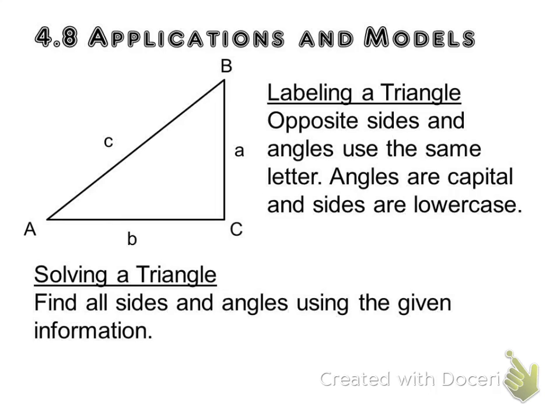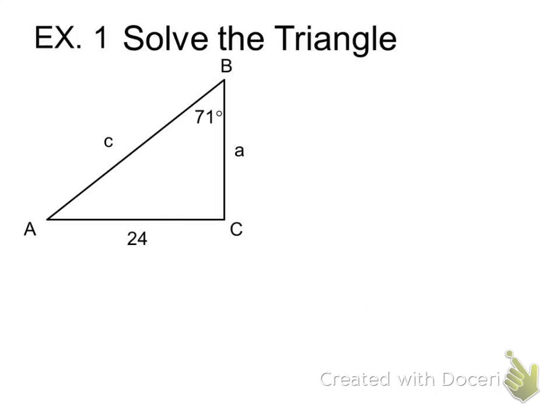When a problem asks us to solve a triangle, they mean for us to find all of the sides and angles using whatever information has been given. In example 1, we've been given that angle B is 71 degrees and side B is 24. We're going to use those two pieces of information to solve all the missing sides and angles. Let's start with the angles.